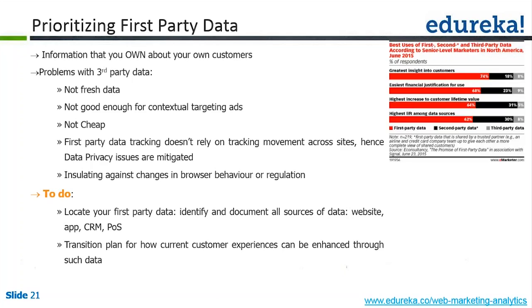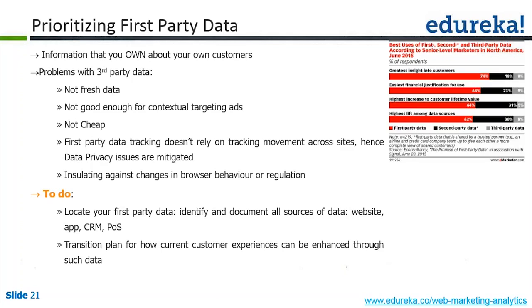The third-party data is not entirely fresh, so we can't use that for contextual targeting. Obviously, it doesn't come cheap, and the advantage to our first-party data is that it doesn't rely on movement across sites. So essentially, all your data privacy issues are tackled, and we are insured against different regulatory frameworks that come in with laws that keep changing at the drop of a hat.